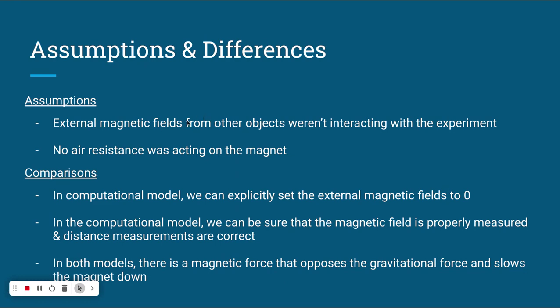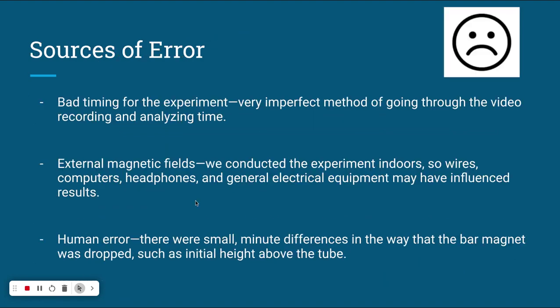Some comparisons between our experiment and the computational model: in the computational model, the external fields are explicitly 0, we can be sure that the magnetic field is properly measured, and the distance is properly measured. And in both, we know that there's a magnetic force that opposes the gravitational force and slows the magnet down. Some sources of error: bad timing.